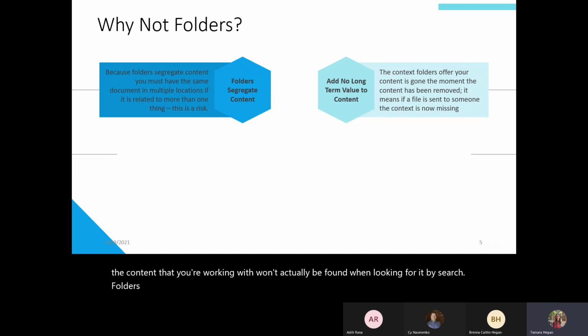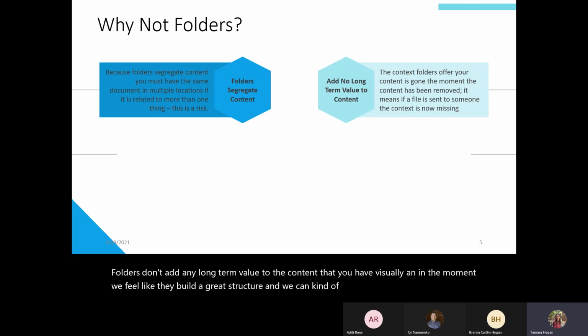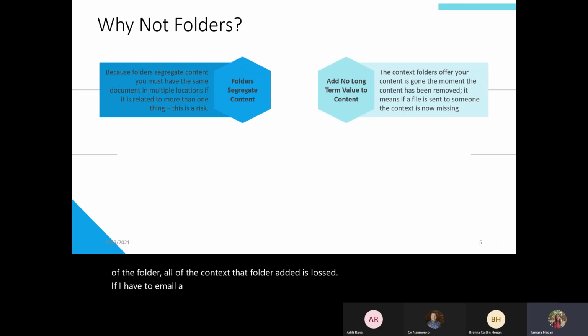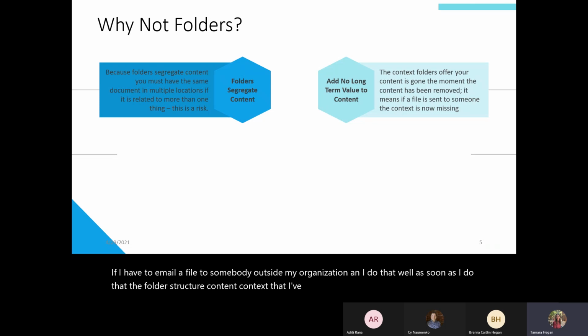Folders don't add any long-term value to the content that you have. Visually and in the moment, we feel like they build a great structure and we can kind of see what those folders represent in terms of information. But the challenge with folders is the moment I take my document out of the folder, all of the context that that folder added is lost. If I have to email a file to somebody outside my organization, as soon as I do that, the folder structure context that I've given to that file is gone.